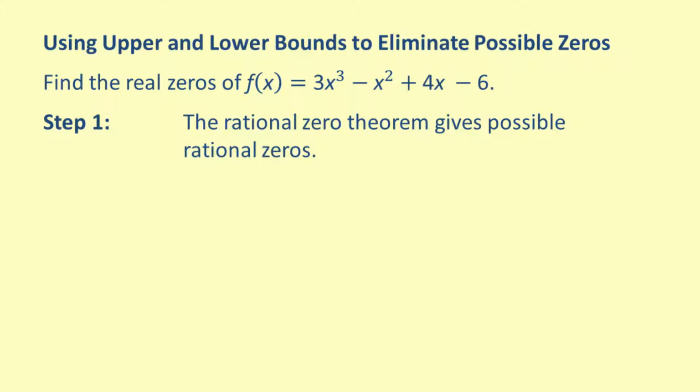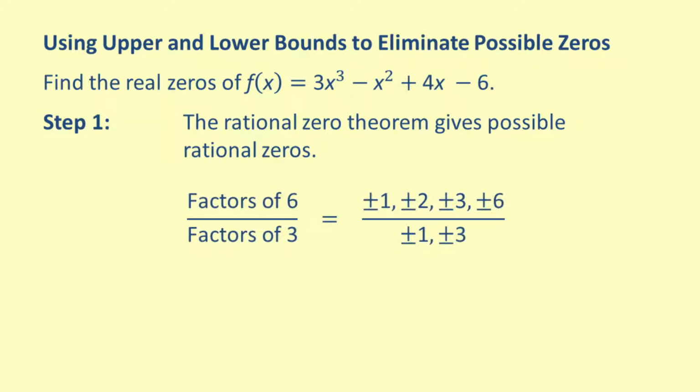Recall that if a polynomial function has integer coefficients, then the rational zero theorem states that every rational zero of the polynomial is a ratio of the integer factors of the constant term to the integer factors of the leading coefficient. In this case, we are looking for all possible ratios of the factors of 6 to the factors of 3. Remember to include both positive and negative factors. Simplifying, we get 1/3, 2/3, 1, 2, 3, and 6, all of which can be either positive or negative.